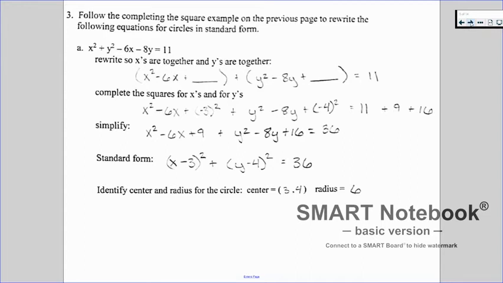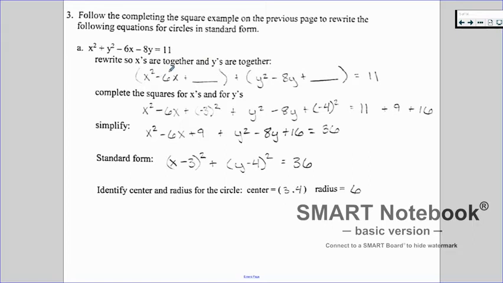So let's try a couple. First one here: x squared plus y squared minus 6x minus 8y. So rearrange, put your x's together, put your y's together. And as you see in Ms. Lovell's work here, she already sets it up. What do I have to add here to complete the square?